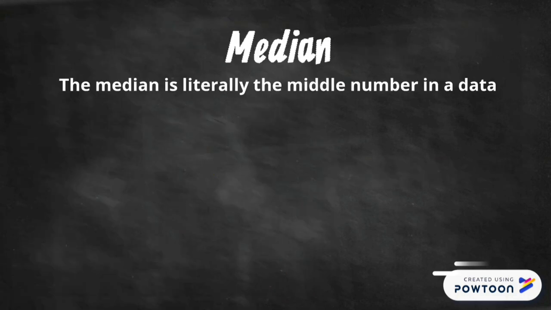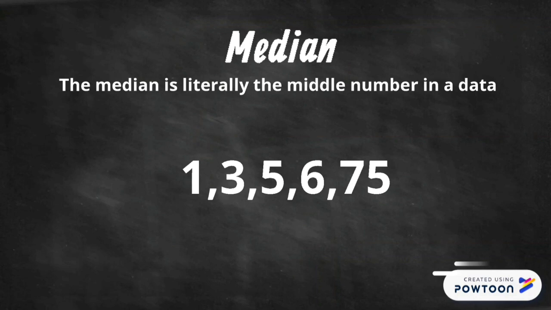The median is literally the middle number in a data. Let's take an example. So what will be the median of these numbers? So let's start crossing numbers from opposite sides until we have the middle number. So 1, 2, and 5 is our middle number. So 5 is the median.